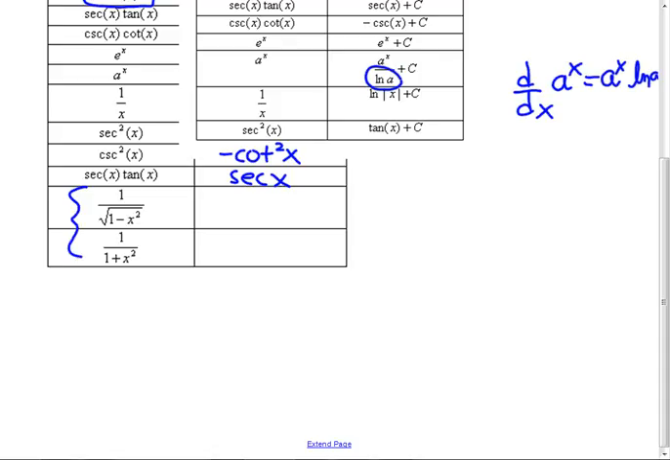What's this one? Inverse sine. There's really only two you have to know. That one, I should put my plus c's in there though. And what about this one? Inverse tangent. The thing is, you have to have these memorized because you need to recognize it when it occurs in the problem. And you'll see that today.